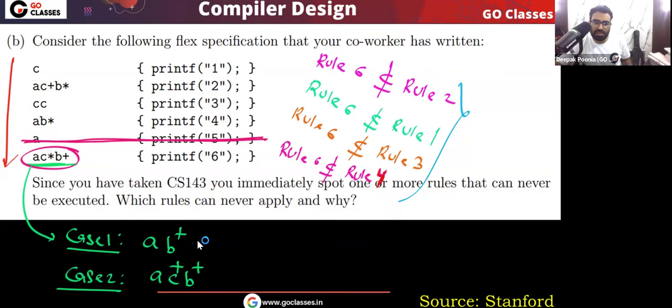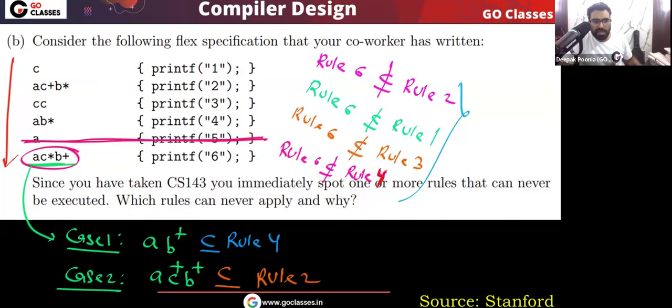Now notice something beautiful. All these strings can be generated by rule 4. Yes or no? AB plus all these strings can be generated by rule 4. Something more interesting. You can see all these strings can be generated by rule 2.